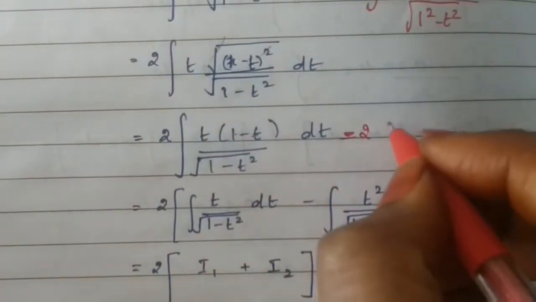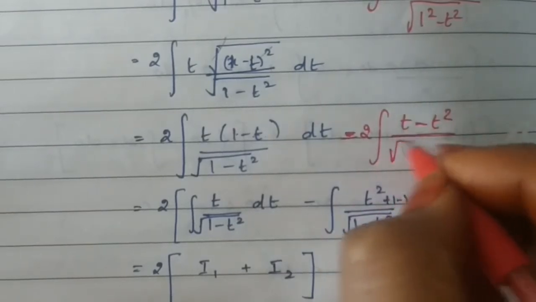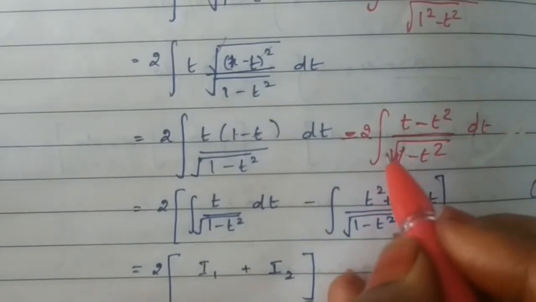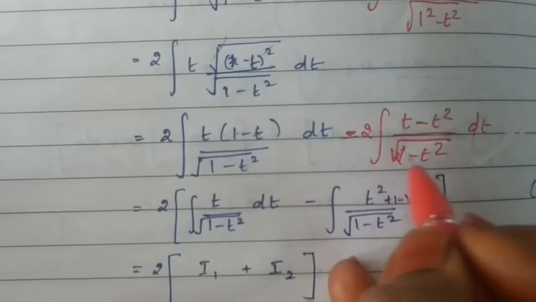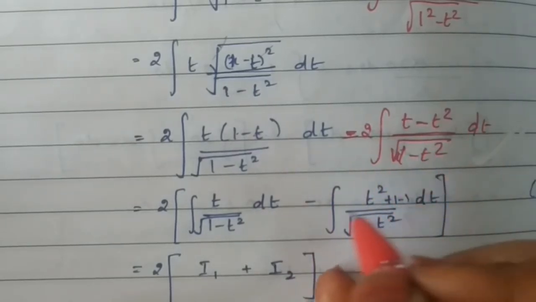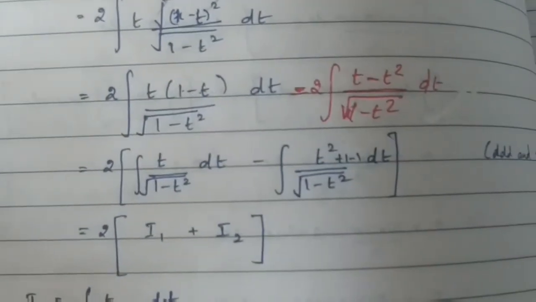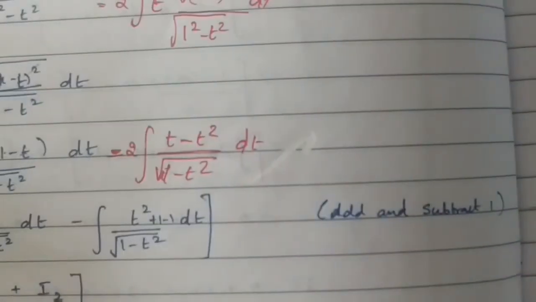Here you are going to split the integral of (t minus t squared) divided by root of 1 minus t squared, into dt. When you split the integral, 2 is common for both, so 2 into the integral of t divided by root of 1 minus t squared dt, minus the integral of t squared divided by root of 1 minus t squared dt. That will be the integral.